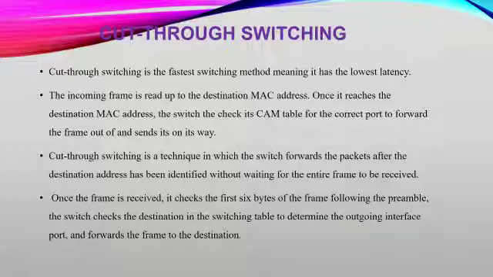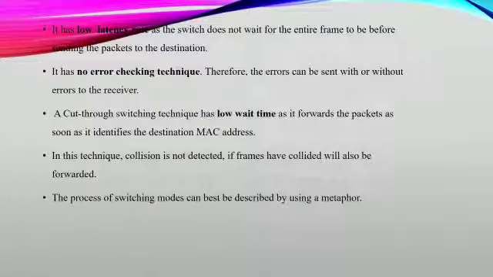Once the frame is received, it checks the first 6 bytes of the frame. Following the preamble, the switch checks the destination in the switching table to determine the outgoing interface port and forwards the frame to the destination. It has low latency as the switch does not wait for the entire frame before sending the packet to the destination. It has no error checking technique. Therefore, the frame can be sent to the receiver with or without error. A cut-through switching technique has low wait time as it forwards the packet as soon as it identifies the destination MAC address. In this technique, collision is not detected. If the frame has collided, it will also be forwarded.